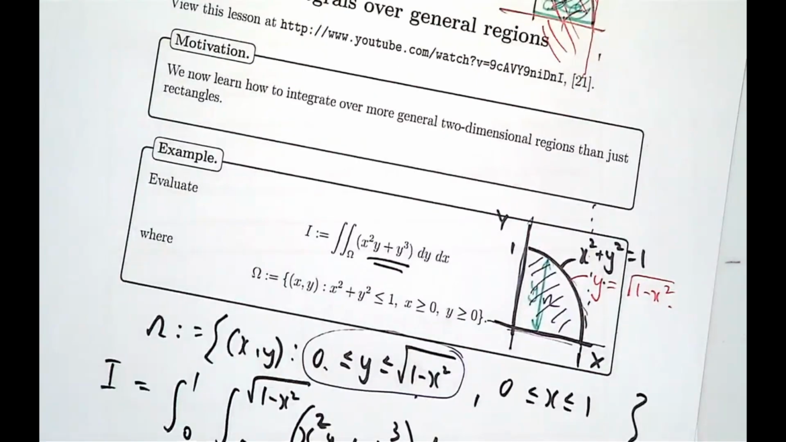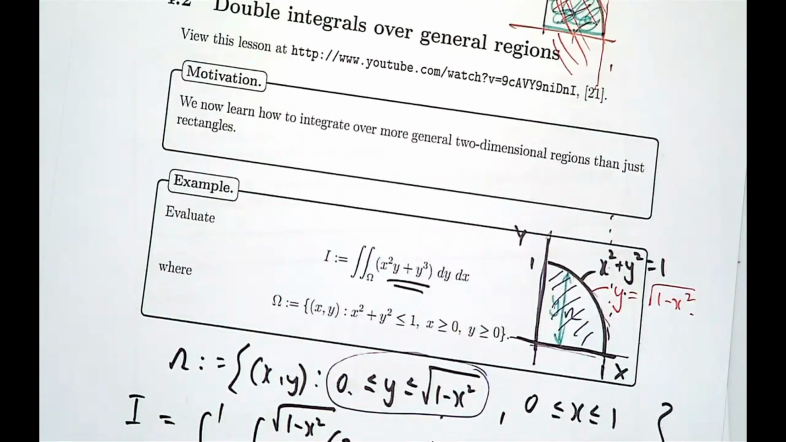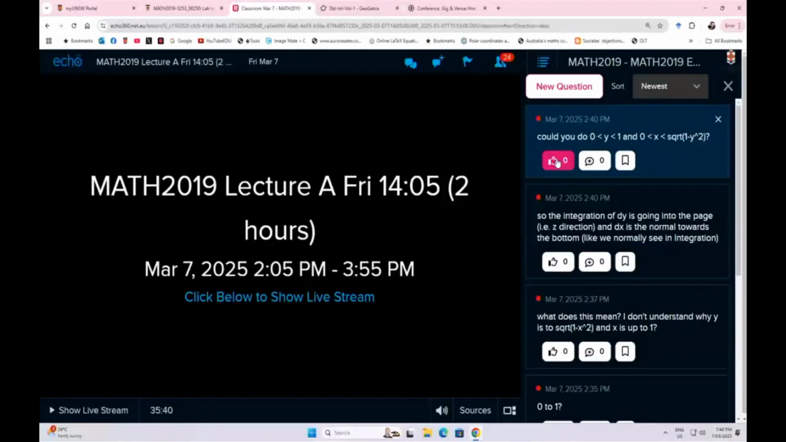Yeah. So let me show that. So there's a couple of good questions here. So the integration of dy is going into the page and dx is the normal. Sort of. I mean, I would just think of it as integrating over the base, really, and you're multiplying by the height.